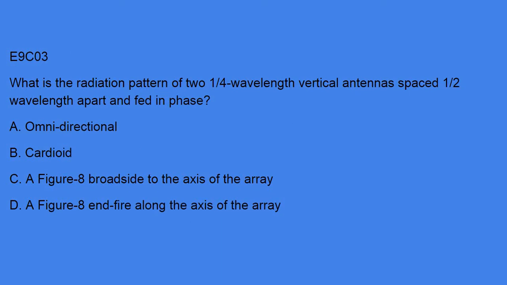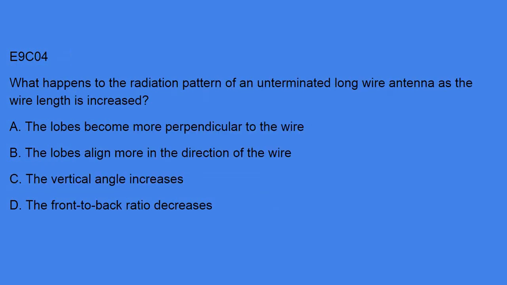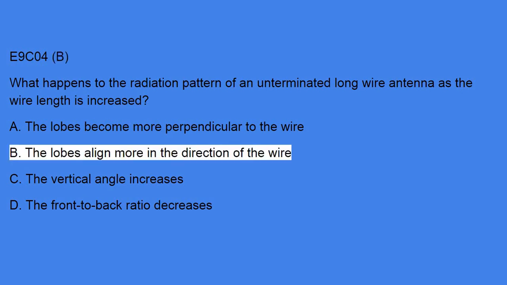E9C03, what is the radiation pattern of two quarter wavelength vertical antennas spaced half wavelength apart and fed in phase? A figure 8 broadside to the axis of the array. E9C04, what happens to the radiation pattern of an unterminated long wire antenna as the wire length is increased? The lobes align more in the direction of the wire.